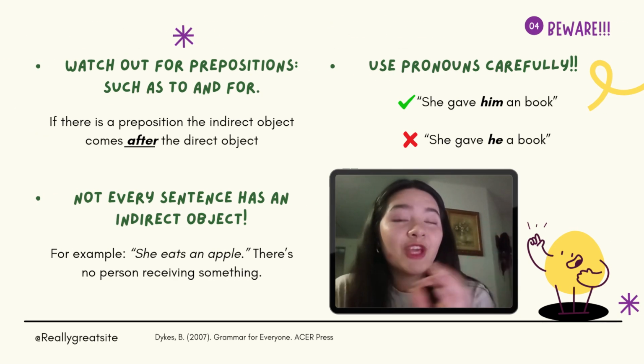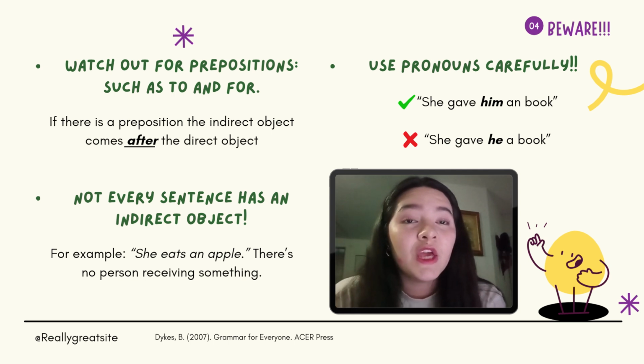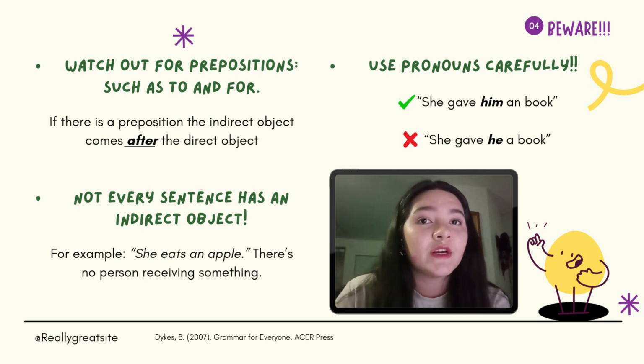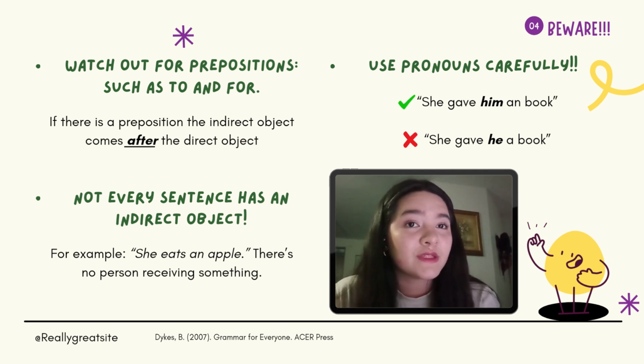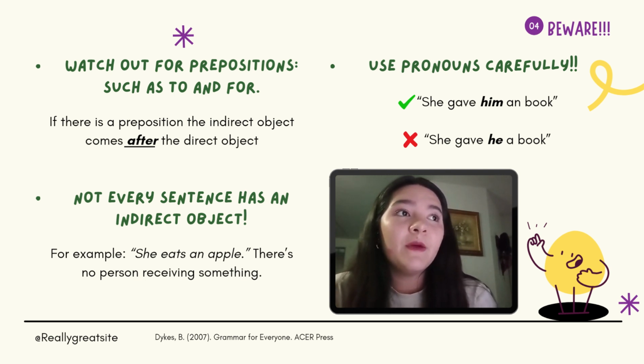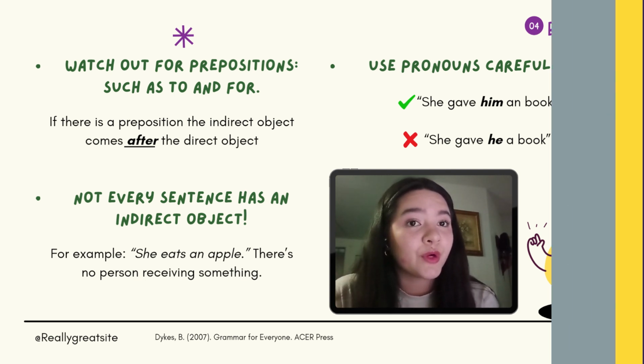Number 3. Use pronouns carefully. When using pronouns as the indirect object, you need to make sure that they are in their objective case. For example, you have to say, she gave him a book and not she gave he a book.